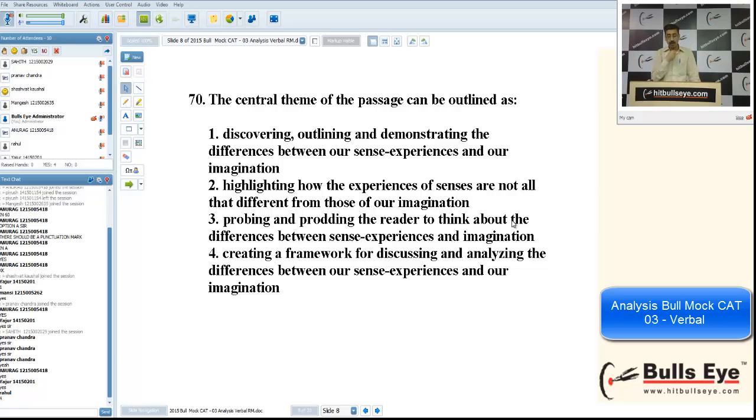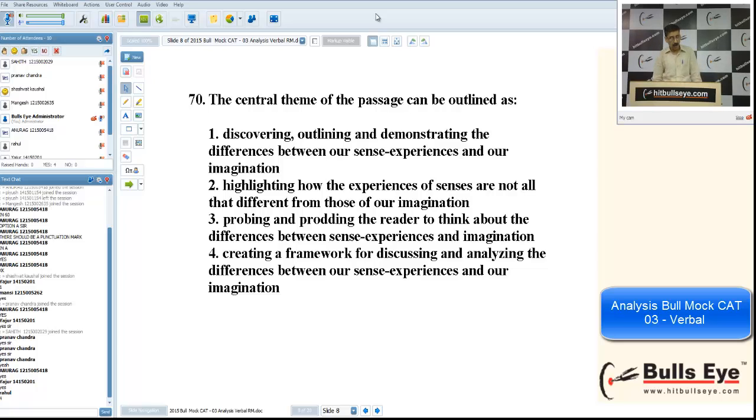He wanted to make us understand that things are very different when it comes to sense-based experiences or imagination, and there is sometimes overlap also. But at the end of the day, we are not clear about imagination and senses. So the fourth is the best.